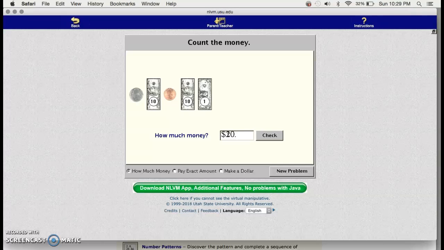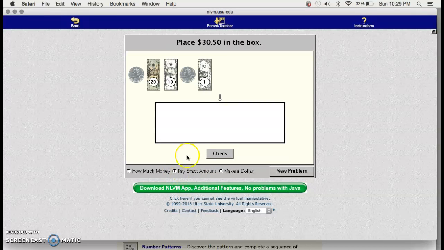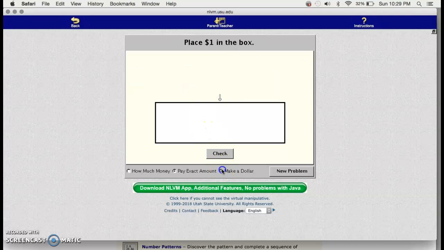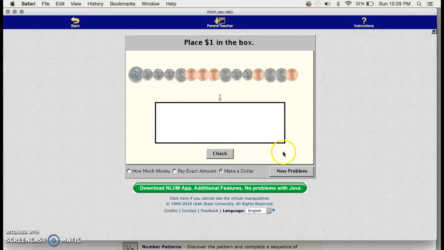So I have $21.06, and you can check it. Correct. Place 30/50. This is a good practice. I wish it would be a little harder, make a few extra dollars here to make it a little bit more challenging, and then you can also use all these coins to make $1 new problem.